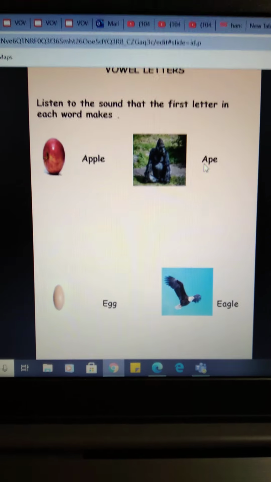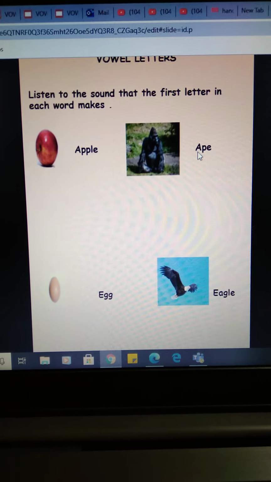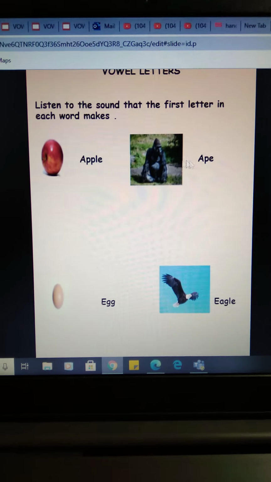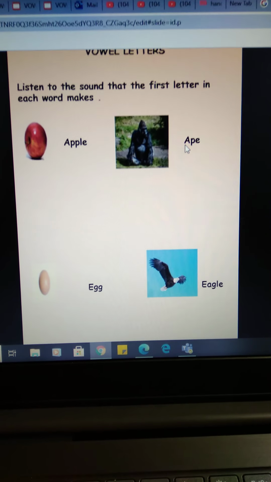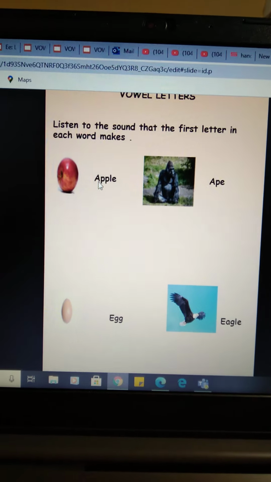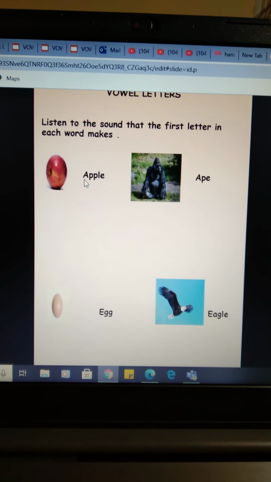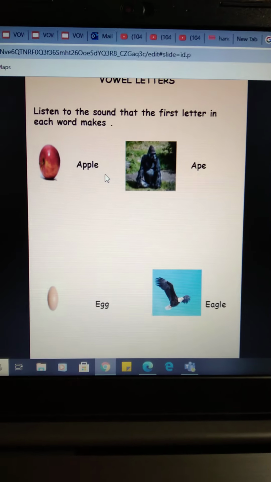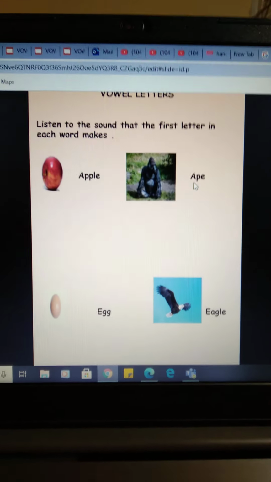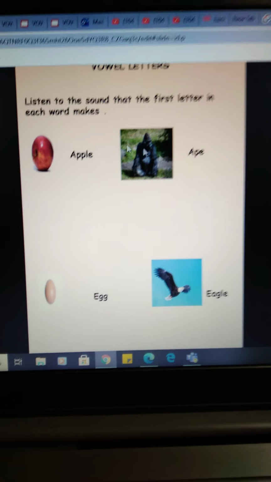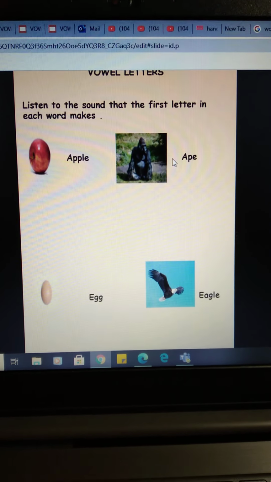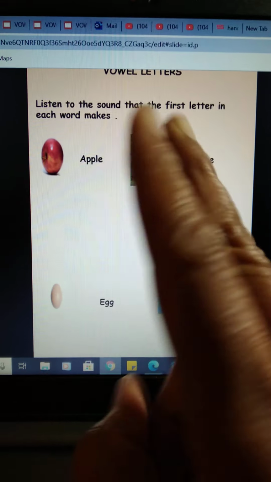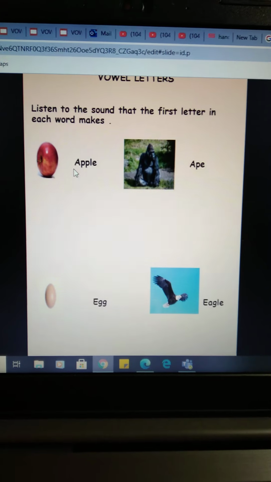But when I say ape, this letter, which is the same as the other letter, is now saying A. Here it's saying A as in apple, and here it's saying A as in ape. Is that the same sound? Apple, ape. No. But the same letter is making one sound here and another sound here. Making two different sounds.